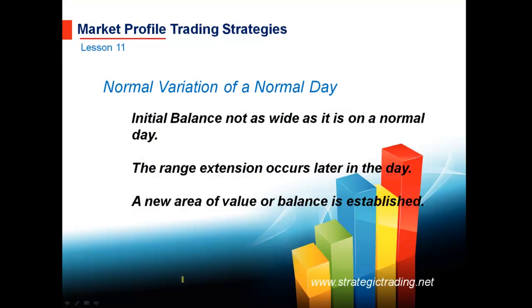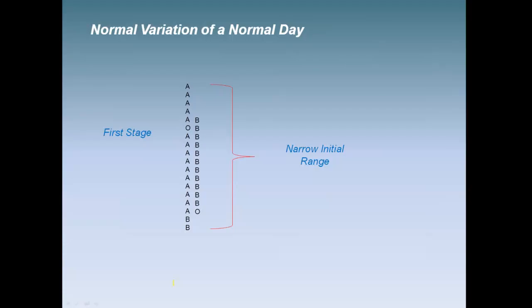Now, let's take a look at what we call a normal variation of a normal day. And really, the biggest variation is that the initial balance is not as wide as it is on a normal day. So that's the first thing that you're going to observe. What happens, though, is that the range extension occurs later in the day. So we do have a little bit of a range extension, but it occurs later, not in the initial balance, and a new area of value or balance is established after we get this extension. So here's what happens.